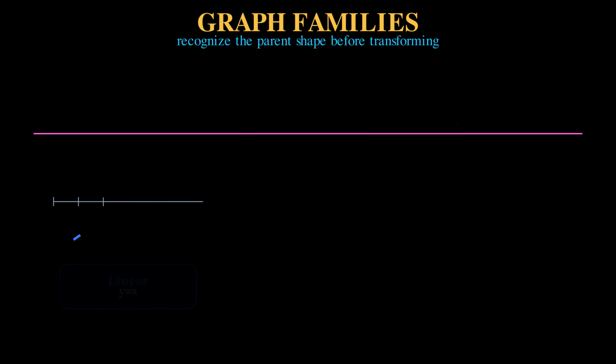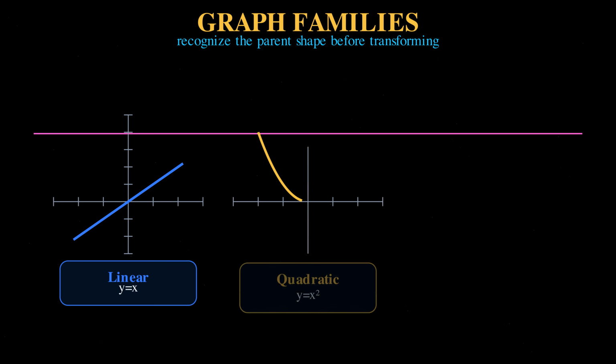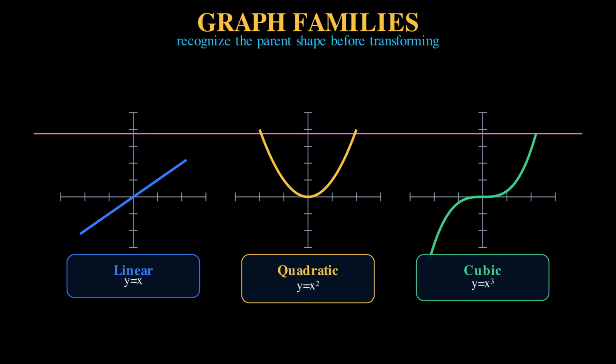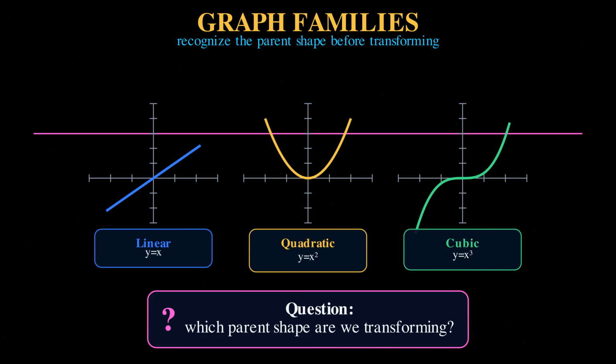First, graphs have families. A linear graph has a straight line shape. A quadratic graph has a U shape. A cubic graph has an S-like shape. Pause and ask, which parent shape are we transforming? If you recognize the family first, half of the graph is already understood.